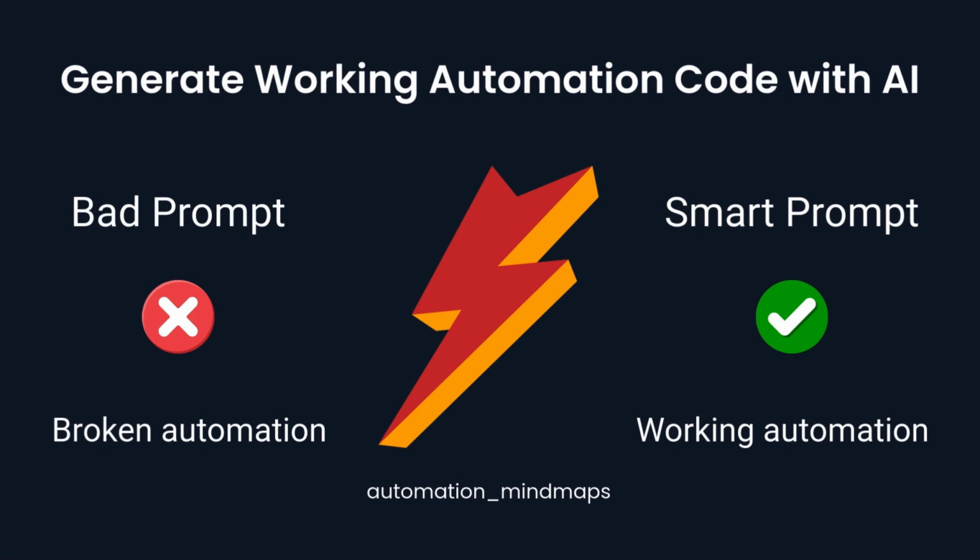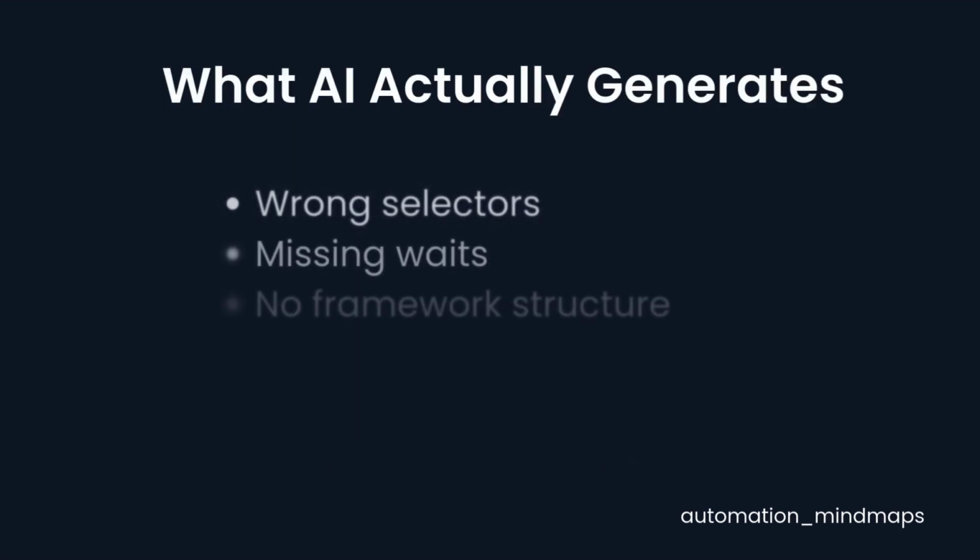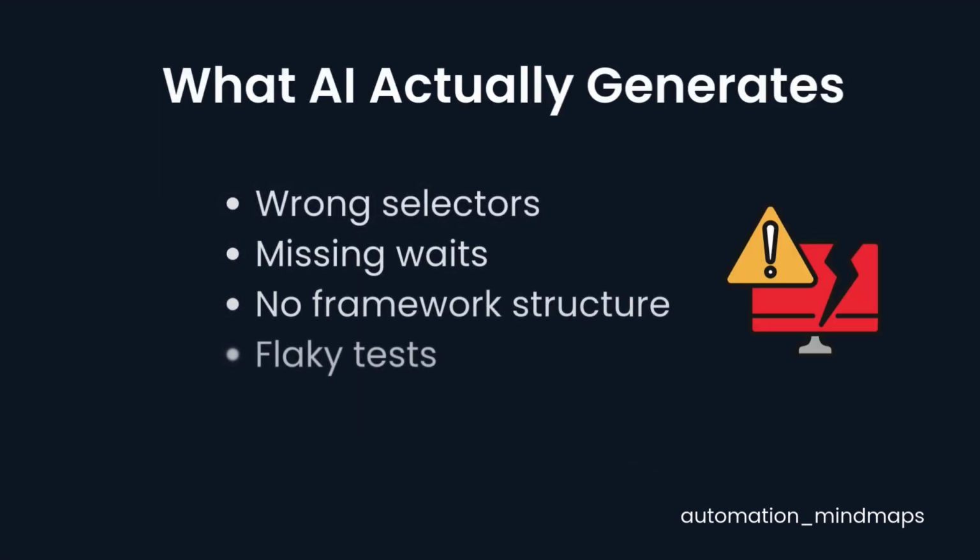So in this video, I will show you a simple prompt engineering framework and we will test it with a real Playwright example to see if it actually works. Let's start with what most testers usually do. They open ChatGPT and type something like "write Playwright automation for login." Seems reasonable, right? But when AI generates the code, problems start appearing.